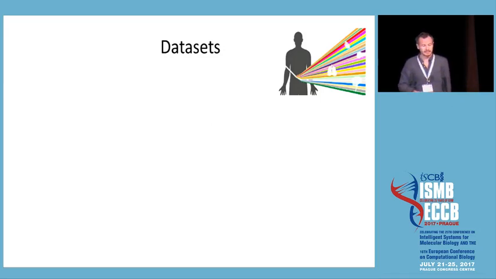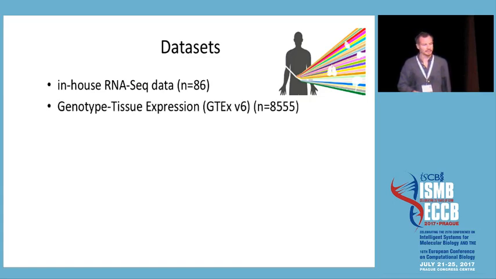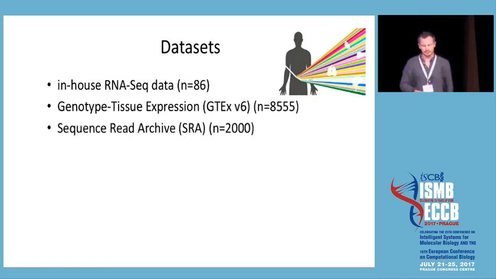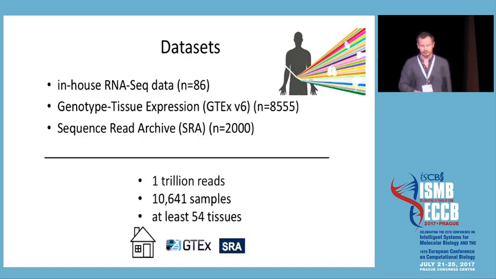For the data sets, we combined a couple of data sets. We took in-house data, which was lung, nasal, and blood, as well as the whole GTEx data, which is up to 9,000 samples coming from up to 600 individuals spanning 53 different body sites. And then we generalized whatever we observed. We also took randomly 2,000 SRA RNA-Seq samples. In total, we got 1 trillion reads, more than 10,000 samples, and at least 54 tissues.